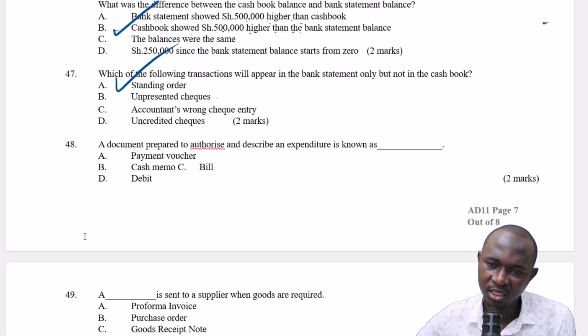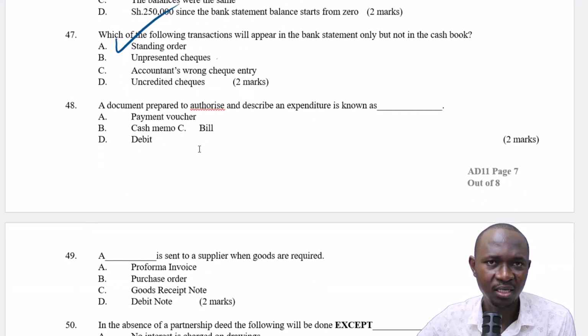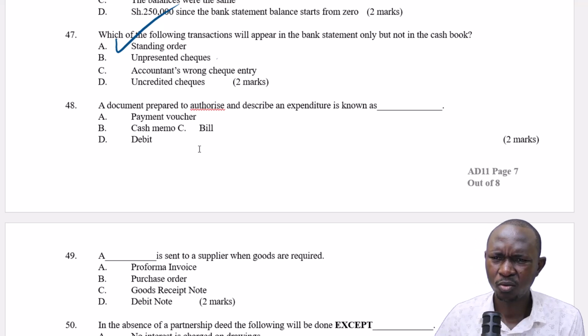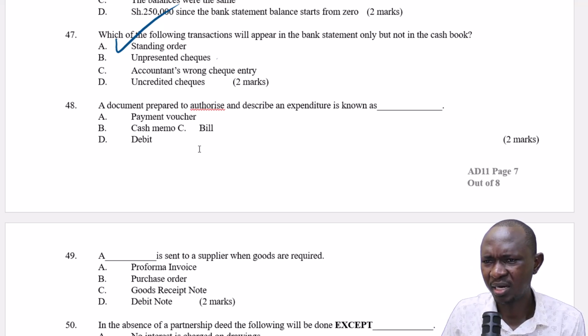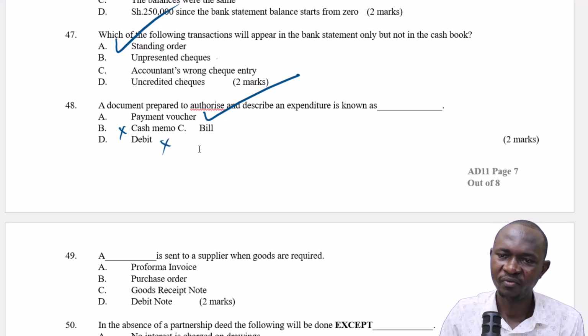Then 48, a document prepared to authorize and describe an expenditure is known as? A document prepared to authorize and describe an expenditure is known as a payment voucher. That is the correct answer. Cash memo, no. Bill, no. Debit, no. So the answer is payment voucher.